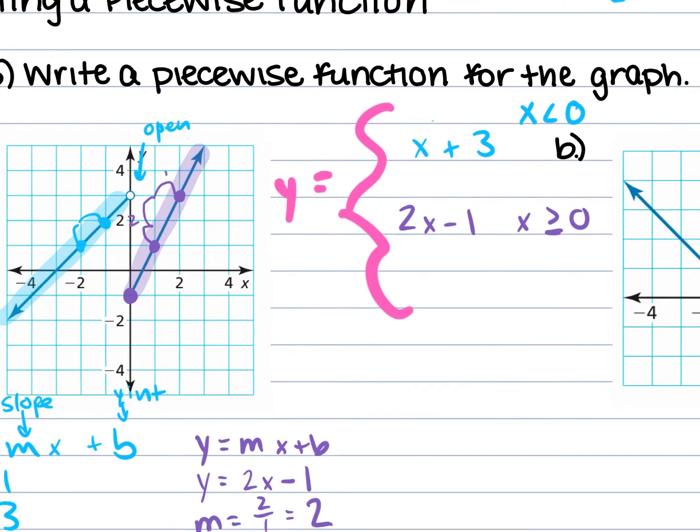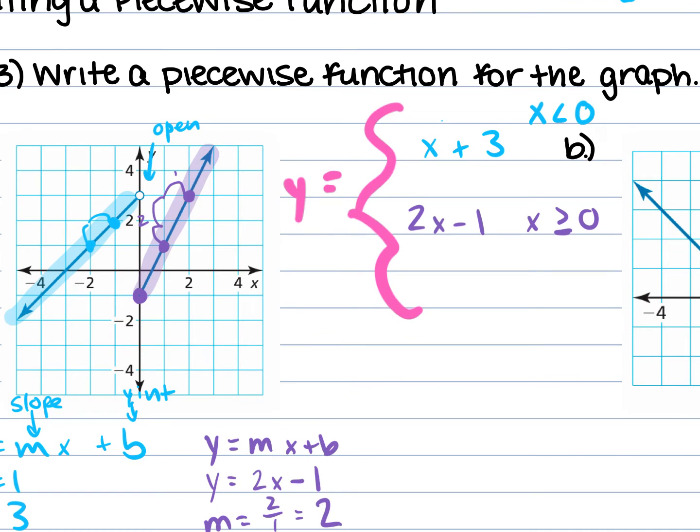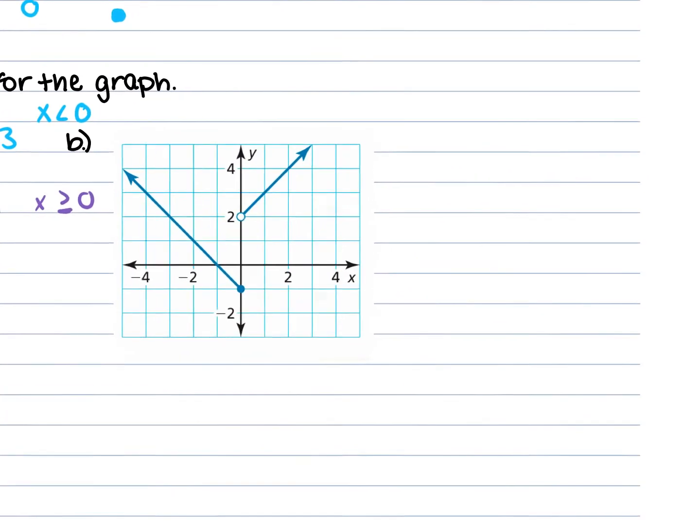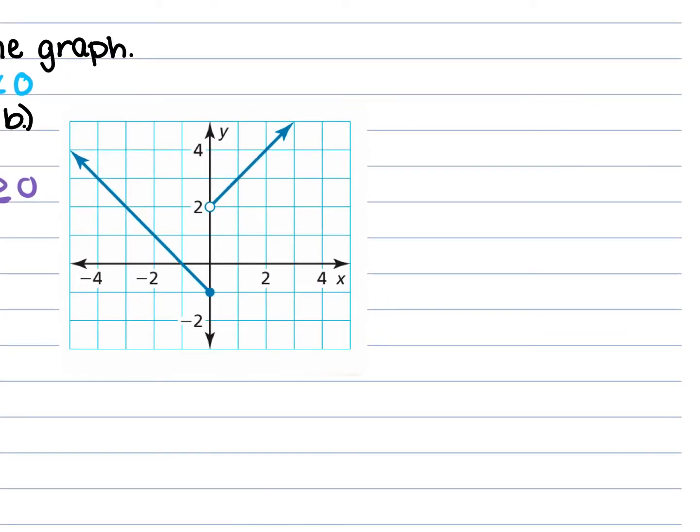Greater than or equal to, because this was a closed circle here. So because it's a closed circle, it's greater than or equal to. So for B, we're doing the same thing. I'm going to have my y equals with the squiggly line. So with that bracket, we're going to do each piece separately. So I'm going to start with the one on the left.